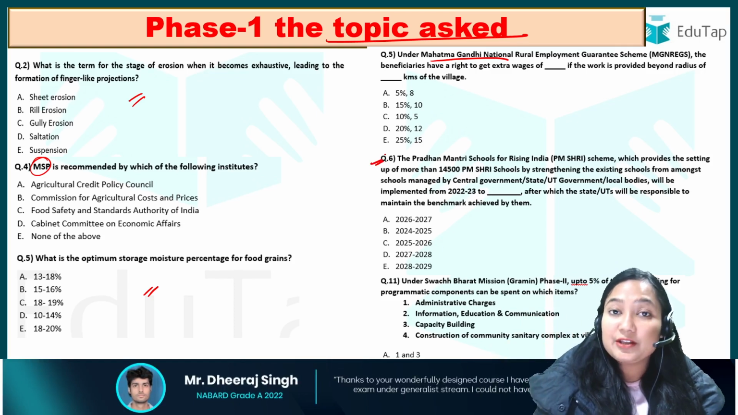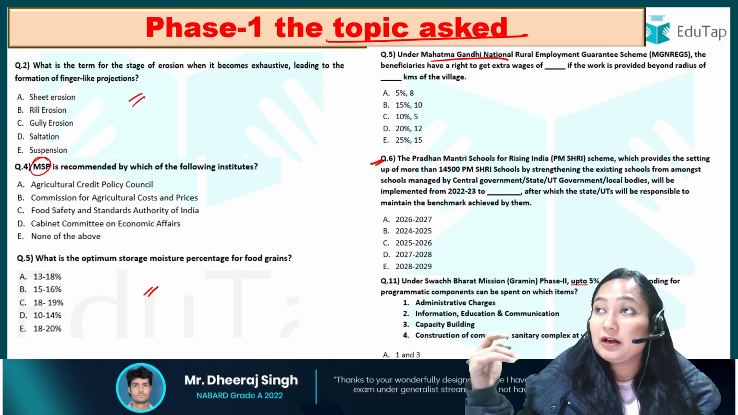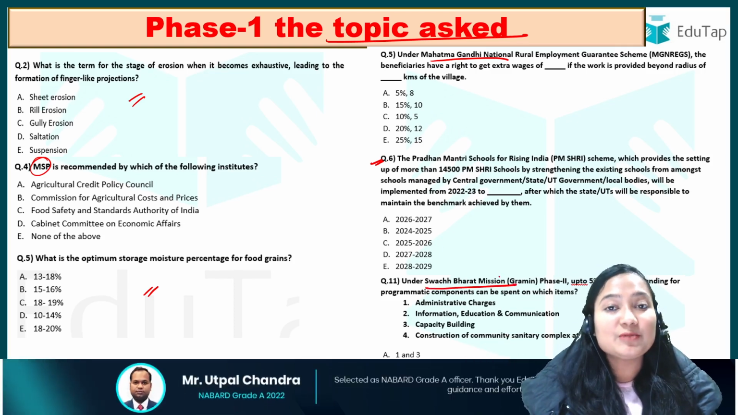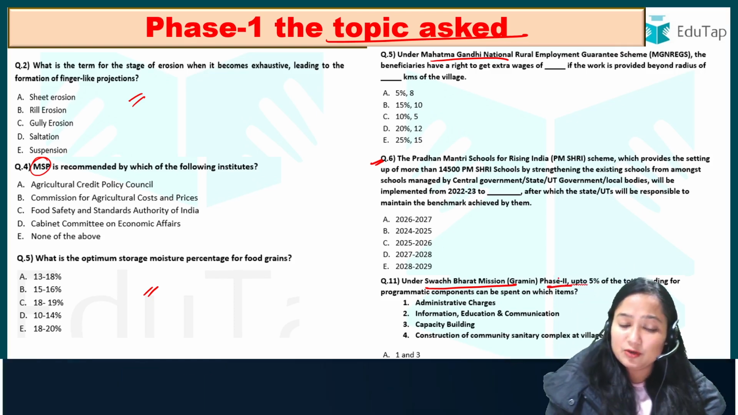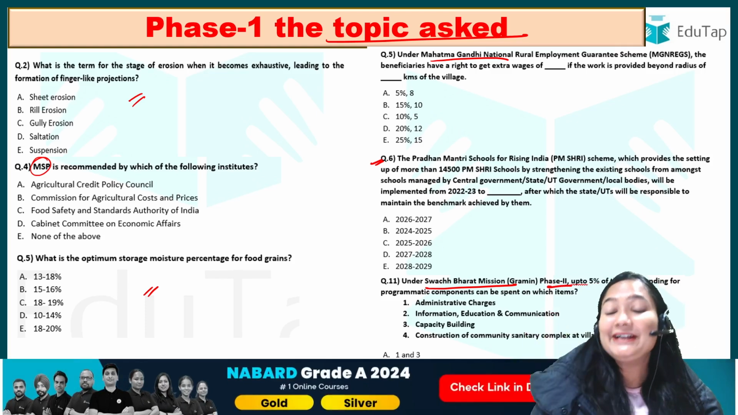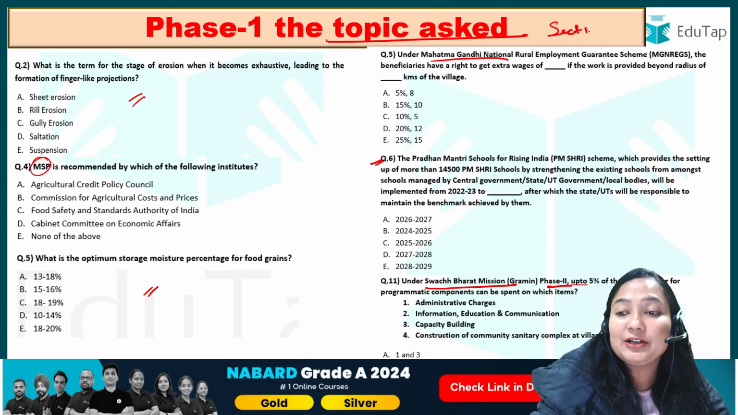Swachh Bharat Mission, they have asked the question. If I talk about the paper of 2020, they have asked a question on Swachh Bharat Mission, right? So this time phase 2, the question was asked. So the trend, if I talk about the important topic, was followed for each section except your computer.